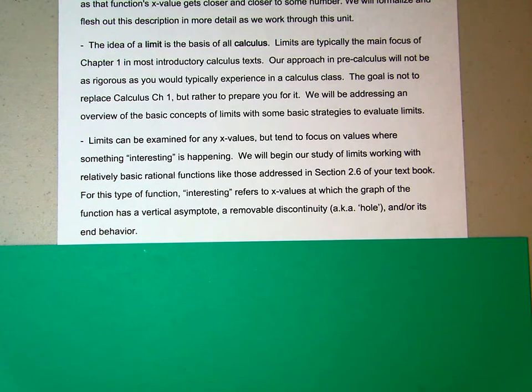Limits can be examined for any x values, but tend to focus on values where something interesting is happening. We will begin our study of limits working with relatively basic rational functions like those addressed in section 2.6 of your textbook. For this type of function, interesting refers to x values at which the graph of the function has a vertical asymptote, a removable discontinuity, otherwise known as a hole, and/or at its end behavior.